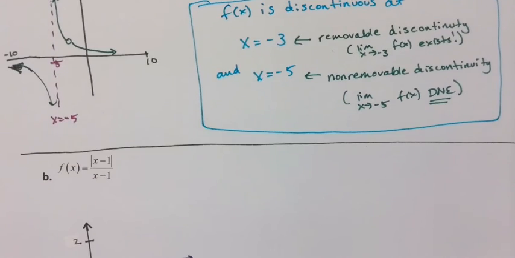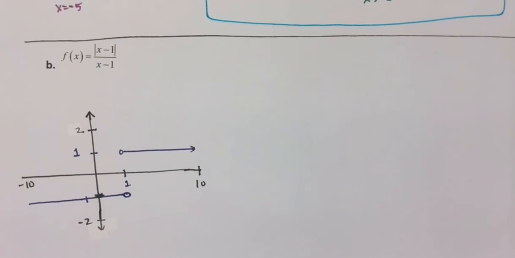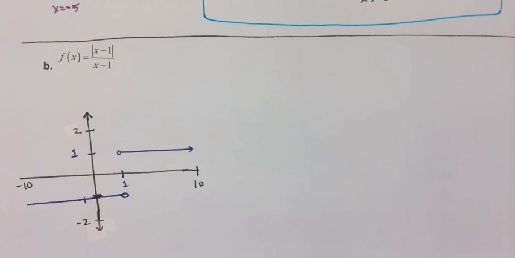All right, let's look at letter B. Now letter B is a little bit strange. It's called a step function. Well, it's the beginnings of a step function. So you have a horizontal line over here and a horizontal line over here.